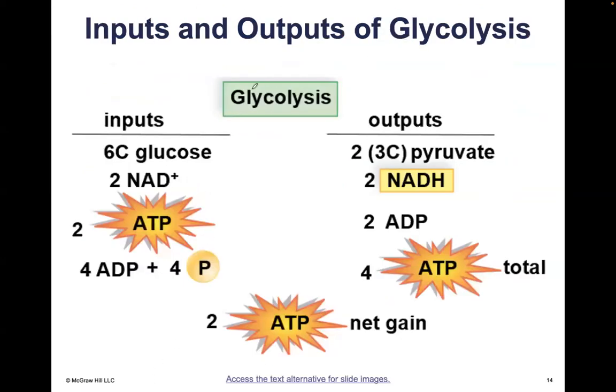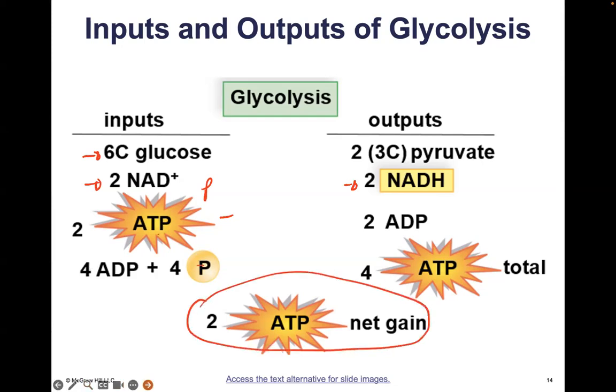So the input and output of glycolysis has been put here. We've got 6 carbon glucose, which is converted to 2, 3 carbon pyruvate. We had 2 NAD plus, which produces 2 NADH. We've got 2 ATP which has been used, because the phosphate has been taken away, so we have 2 ADP as an output. Now we've got 4 ADPs, with 2 more ADPs, plus 4 phosphates being carried by high energy enzymes, to form 4 ATPs. So this is how you have 2 net ATP.